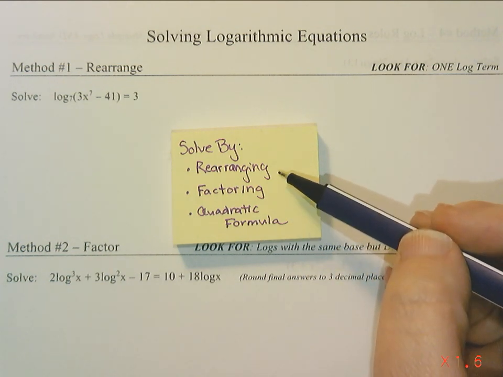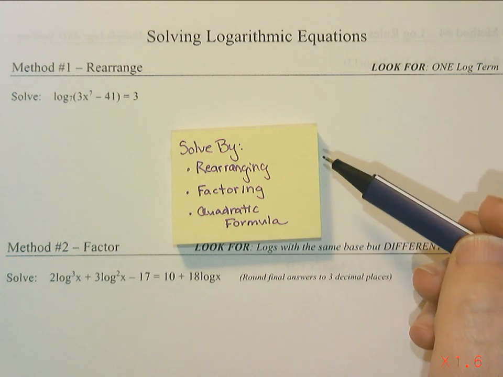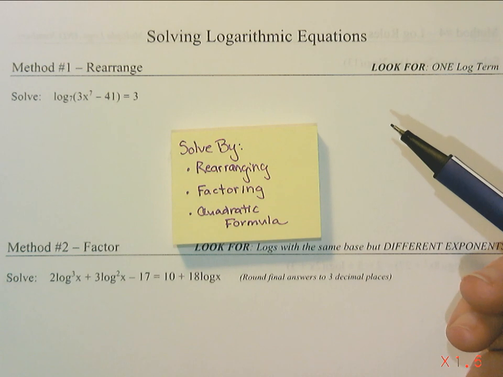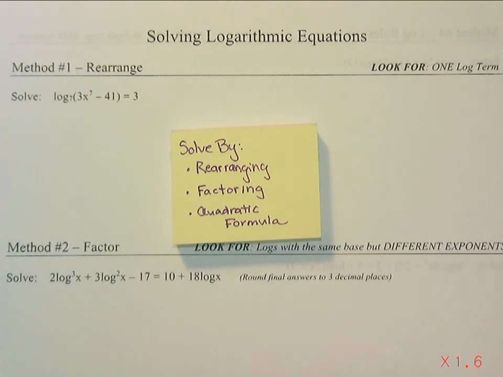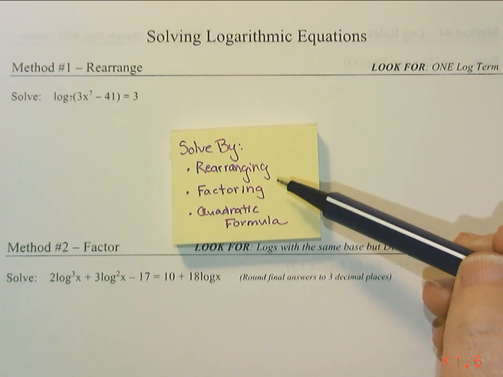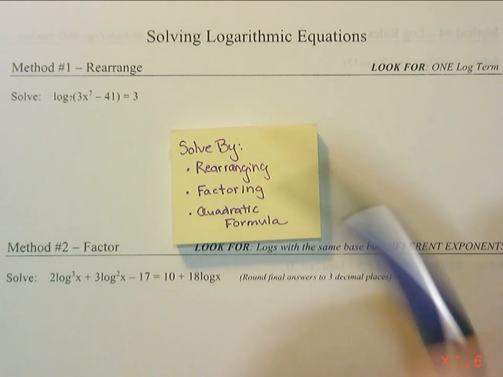Now, just like with rationals, we sometimes had to do a little rearranging or some special things, like get a common denominator. It's the same thing with logs. Sometimes we might use a log rule. Sometimes we might use something that we know specifically about logs to solve. But essentially, at the end of our solving, we are either rearranging, factoring, or using quadratic formula.